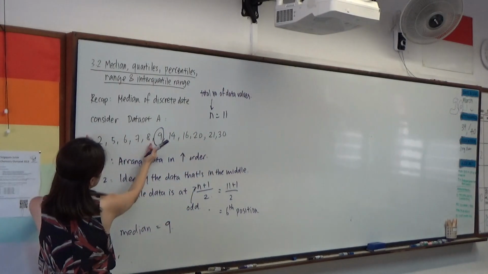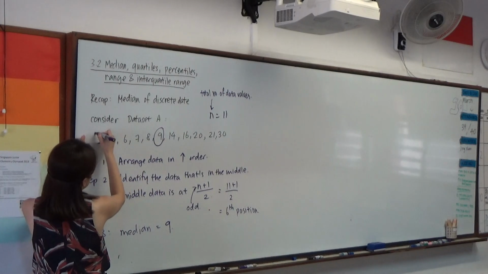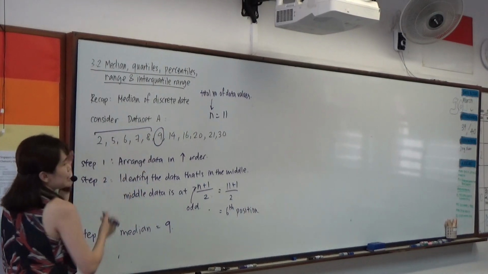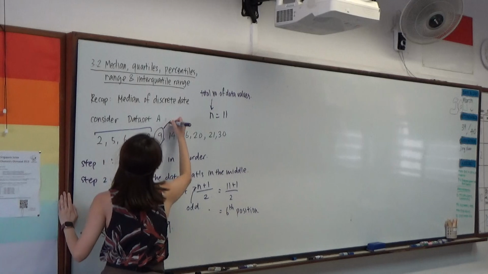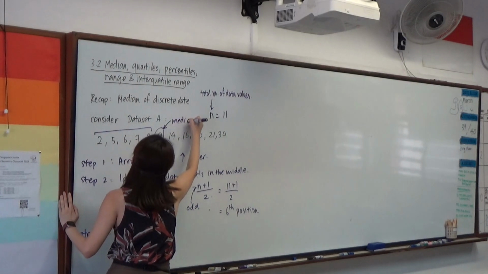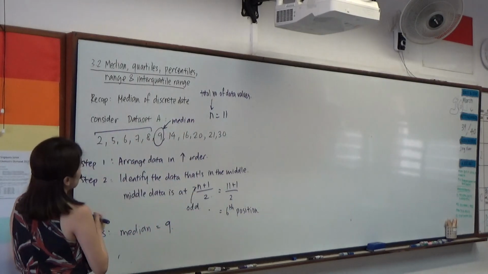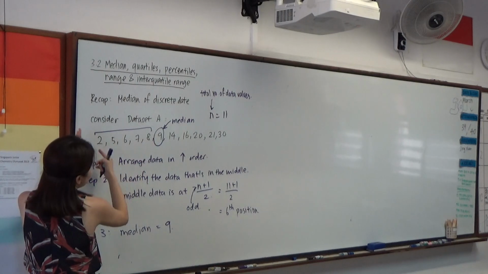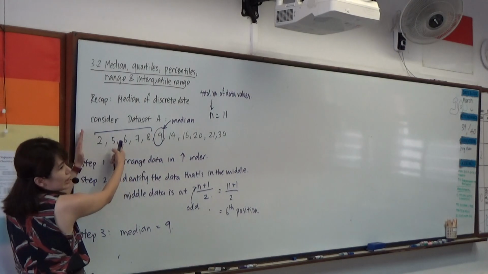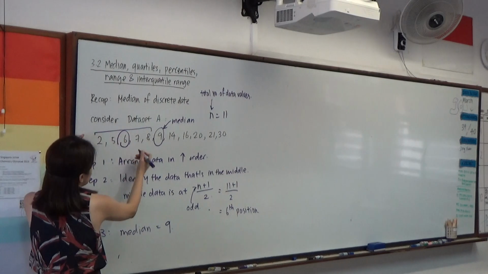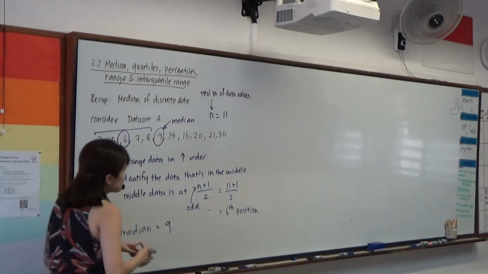So in this remaining half, that means your 2, 5, 6, 7, 8, we already see that 9 is the median. Out of these 5 data values, the one right in the center is actually 6. This is what we call the first quartile.